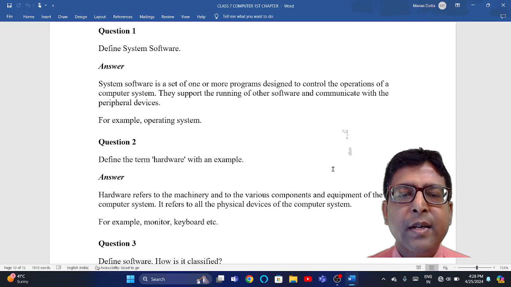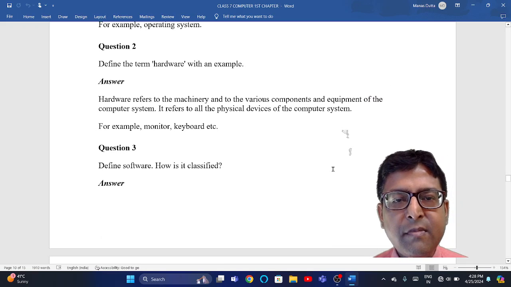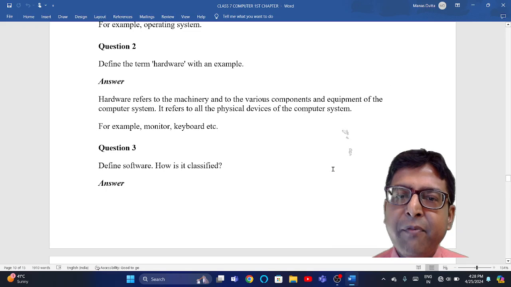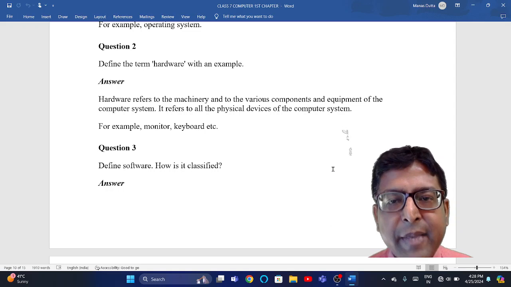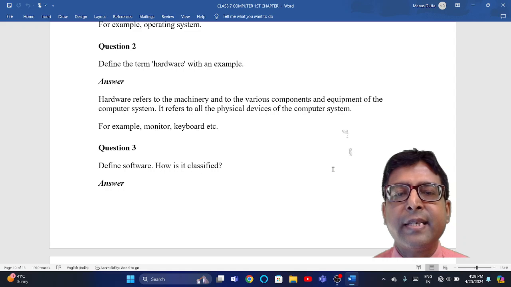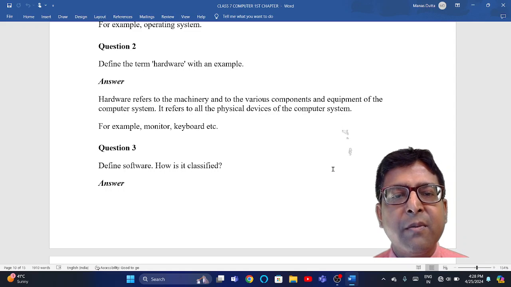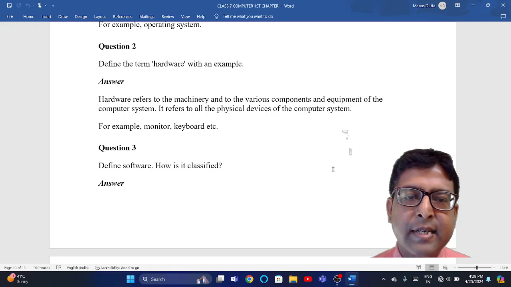Question 2, define the term hardware with an example. Hardware refers to the machinery and the various components and equipment of the computer system. It refers to all the physical devices of the computer system. For example, monitor, keyboard, etc.